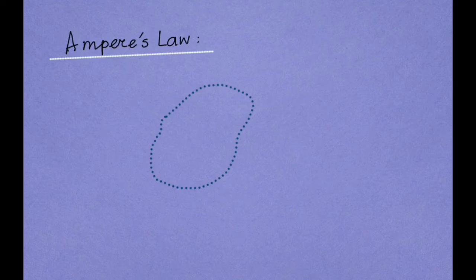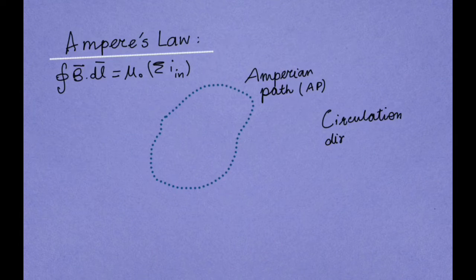Hello, in this video we'll learn about Ampere's law. This law is applied on a closed path. This path can be real or imaginary. This path is called Amperian path. In short, we write AP for that. And the mathematical formula for Ampere's law is this.